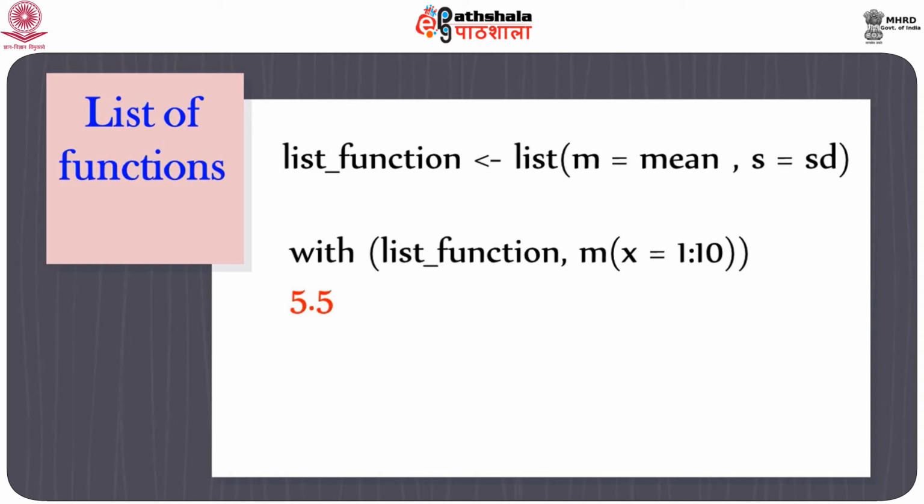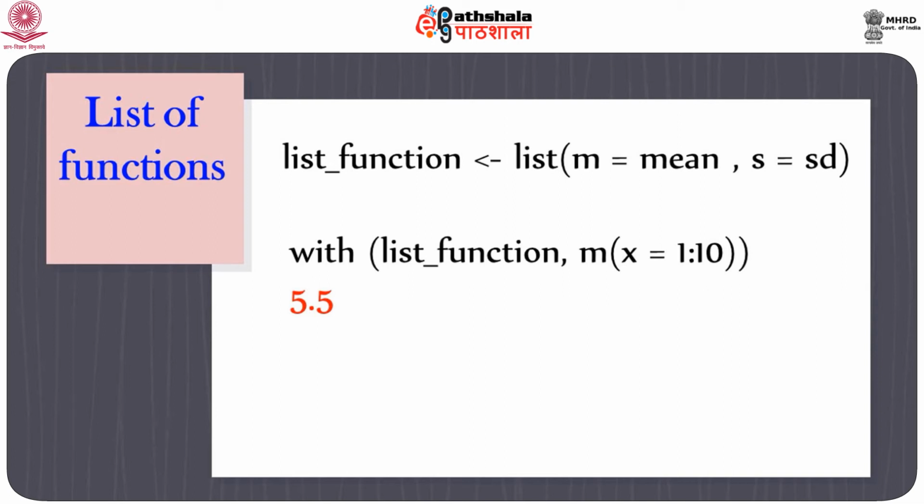Firstly, let us consider the with function. Suppose we want to access the mean function from the list underscore function. Then what do we do? What are the arguments that we need to put inside the with function? We need to put the name of the list, then the function we want to have access to, and then the numbers or the data to which the function will be applied. This whole thing will be within the with function.